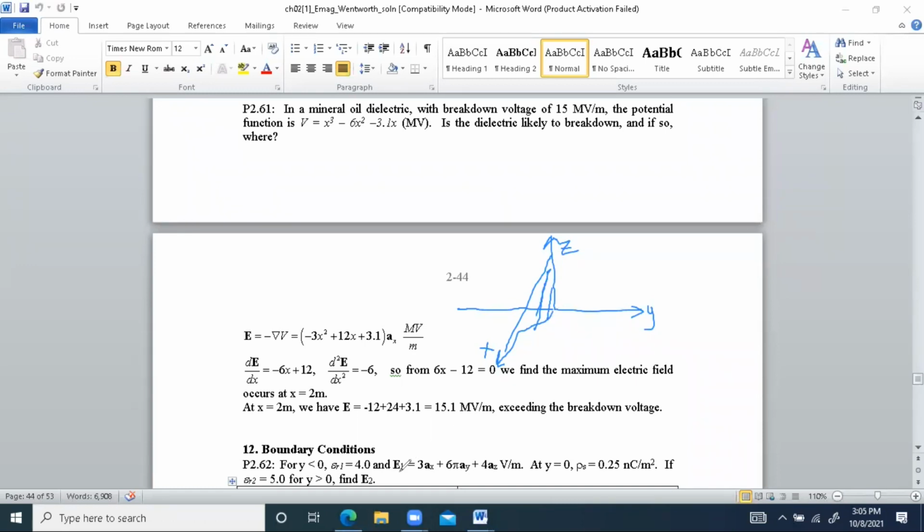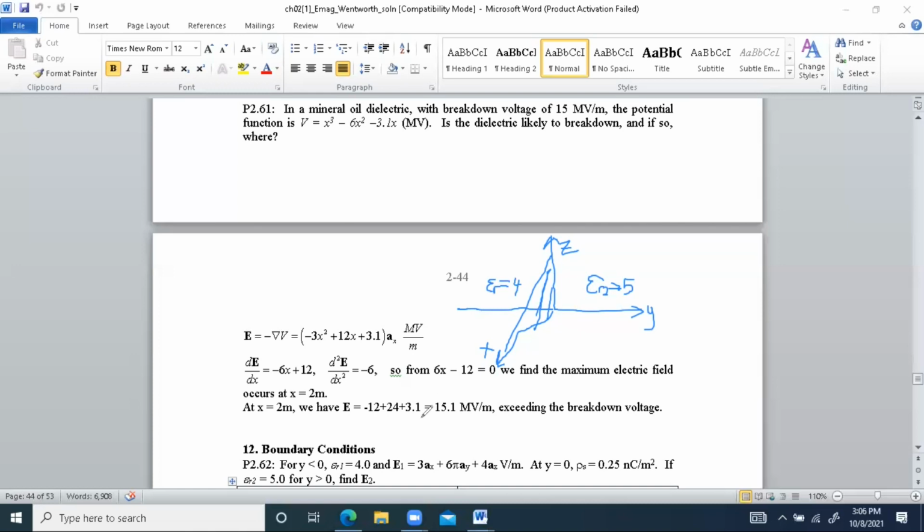So epsilon R1 for Y less than 0 is 4. So epsilon R1 over this side equals 4, and epsilon R2 over this way equals 5. All right.